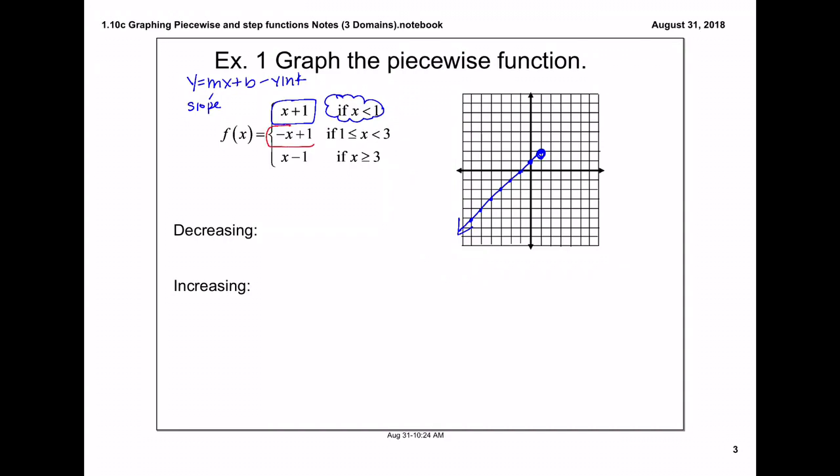Looking at piece 2, we have a y-intercept, again of positive 1. And this time we are going down 1, right 1. Always run to the right.